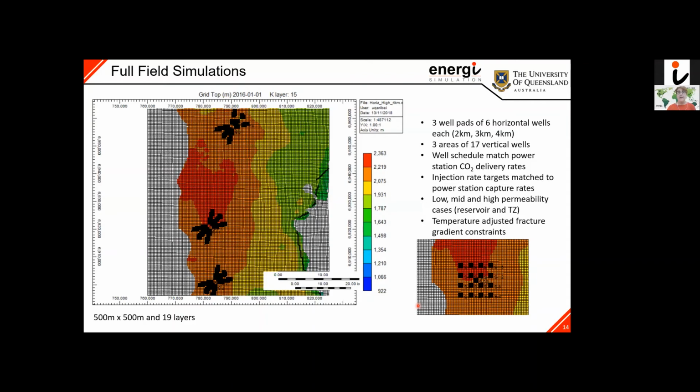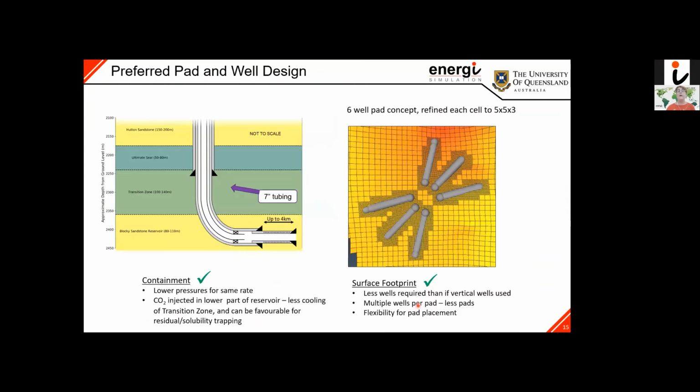Generally speaking, the horizontal well scenario is much better suited. For one, the surface footprint is quite a bit smaller, and for the other, we are able to inject much more at lower pressures. So that's our preferred scenario.